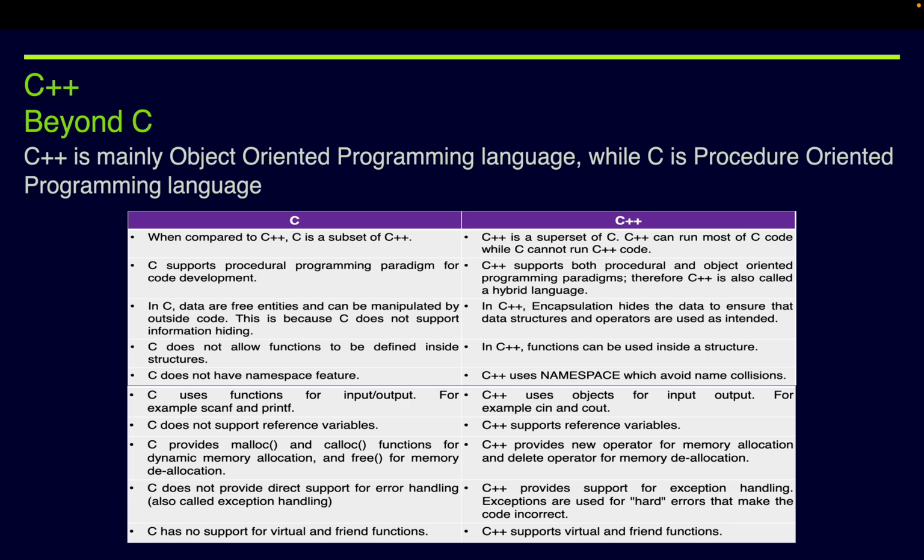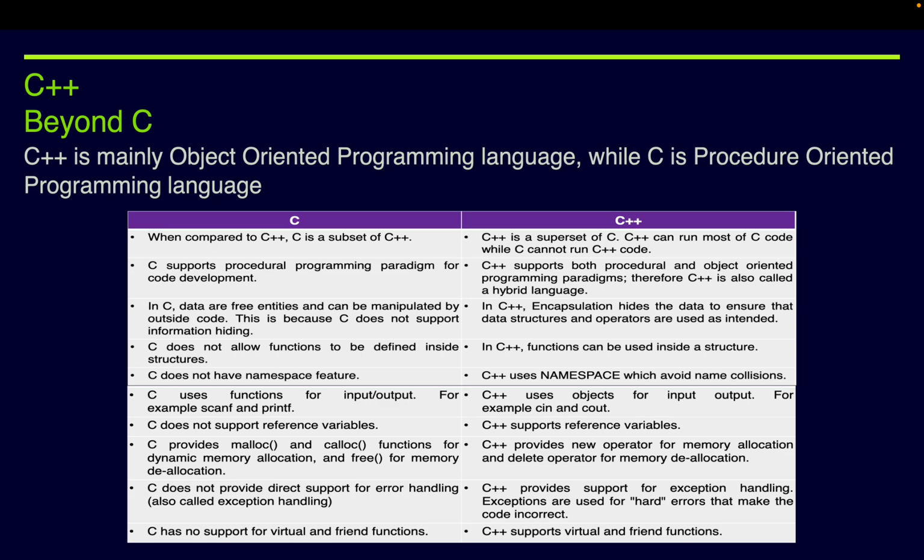Now we are going to learn something about C++. First of all, we are going to see why we need C++ if we already have the C programming language. C++ is mainly an object-oriented programming language, while C is a procedural programming language. C++ is basically the advanced version of the C language. So we can say that C is a subset of C++. As I have already mentioned, C supports only procedural programming, while C++ supports both procedural and object-oriented. Due to this feature, it is also known as a hybrid language.